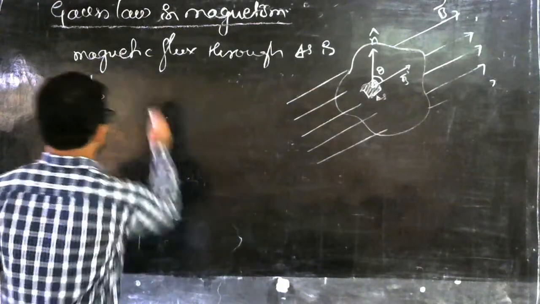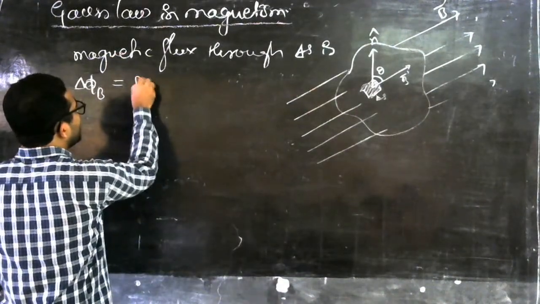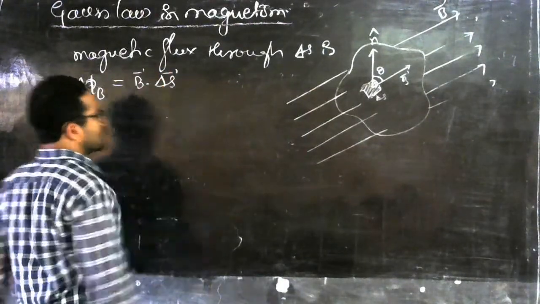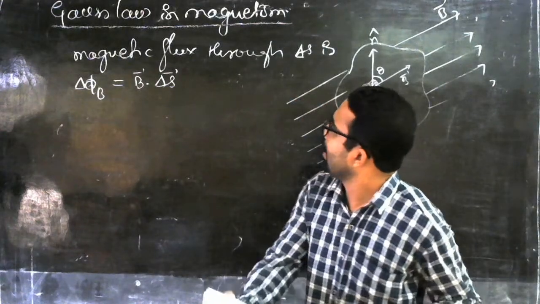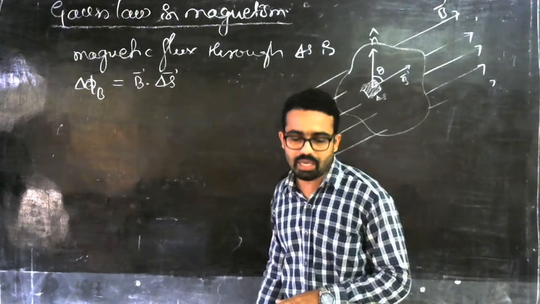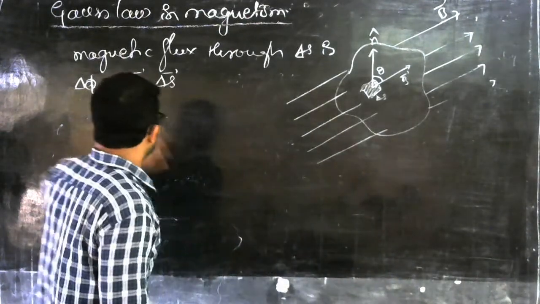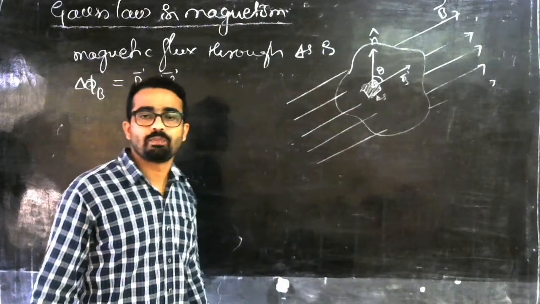That delta phi b can be calculated as B dot delta S. So this is the formula to calculate the magnetic flux through any given surface. That is, B dot delta S. So this is the magnetic flux through this small area, that is delta S.